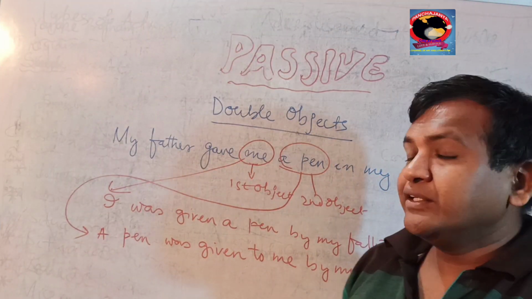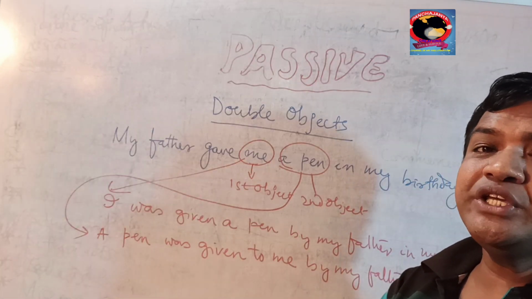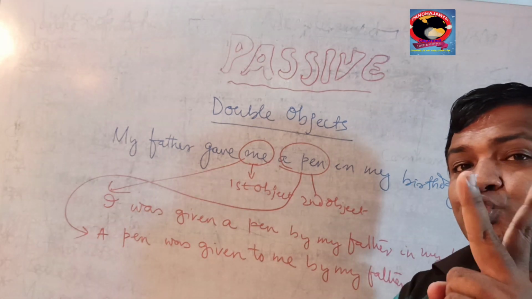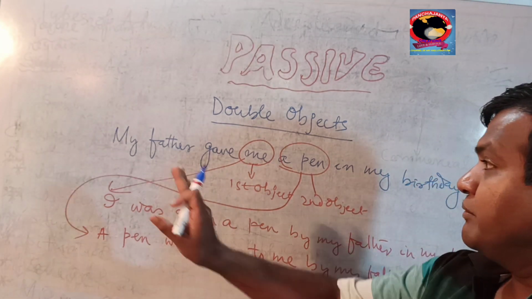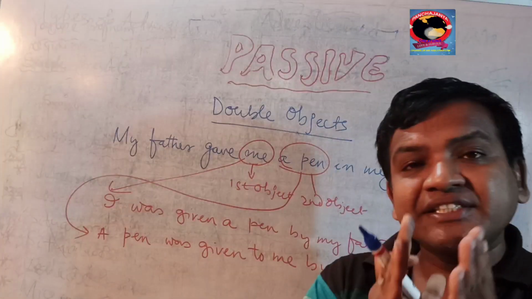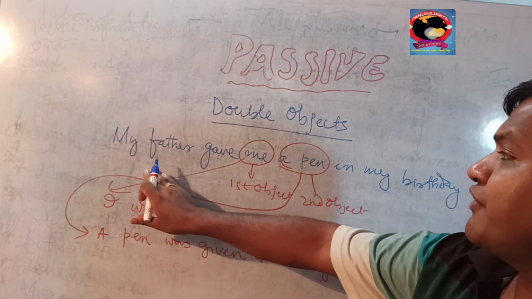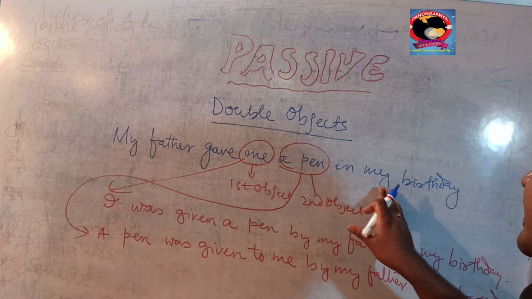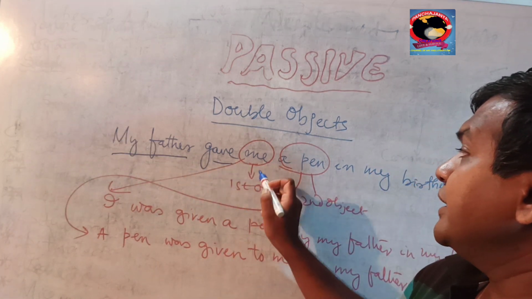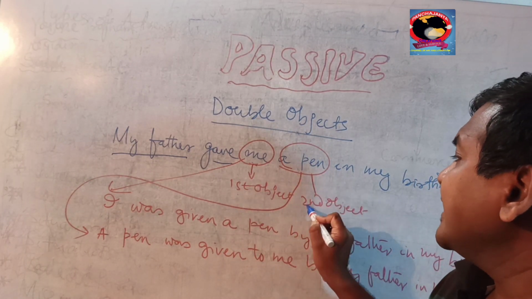Yes, you see here one more thing. Sometimes we get confused when we see two objects, double objects. My father gave me a pen in my birthday. I have taken a very simple example so that you will understand it perfectly. My father becomes the subject. Now gave is a verb. Me and a pen, you see. Me is the first object. A pen is the second object.